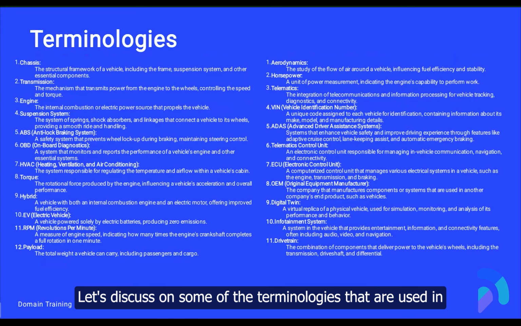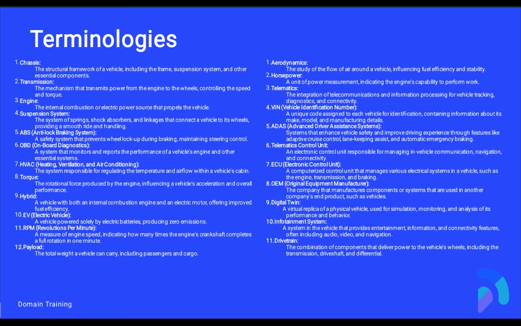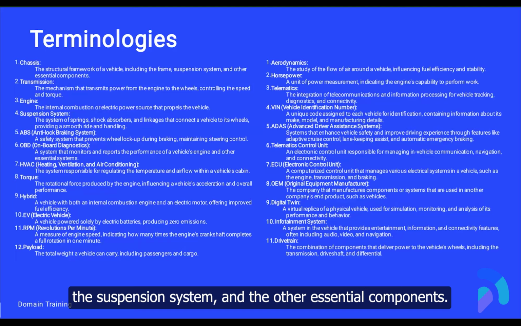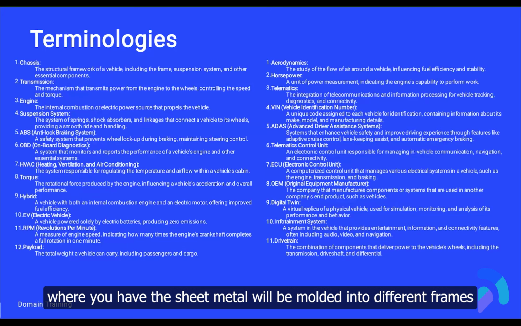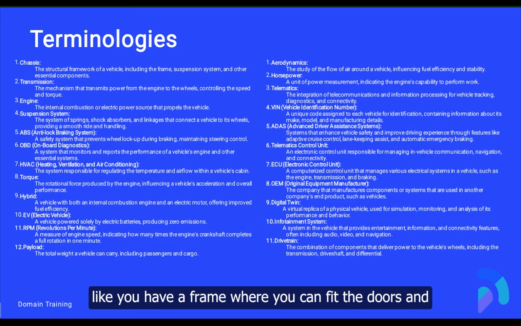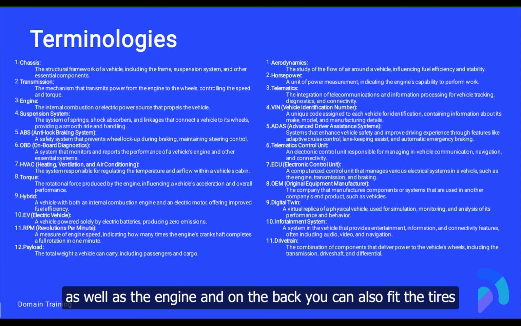So let's discuss some of the terminologies that are used in automobile manufacturing. What is a chassis? The first one is chassis. It is the structural framework of a vehicle, including the frame, the suspension system, and other essential components. You can also call it body in white, where the sheet metal is molded into different frames. You have a frame where you can fit the doors, and there is a frame on the front as well as the back where you fit the transmission system as well as the engine.